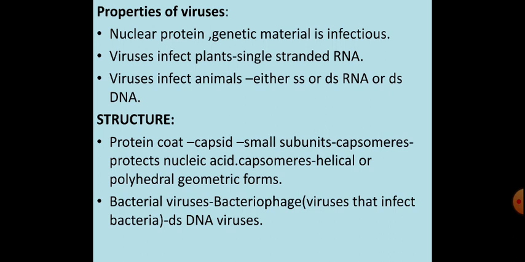But viruses that infect animals can have either single stranded or double stranded RNA or DNA. Okay? Viruses which infect animals might release either single stranded or double stranded RNA or double stranded DNA genetic material. And this material will replicate inside the body of animals and cause a particular infection in the body.